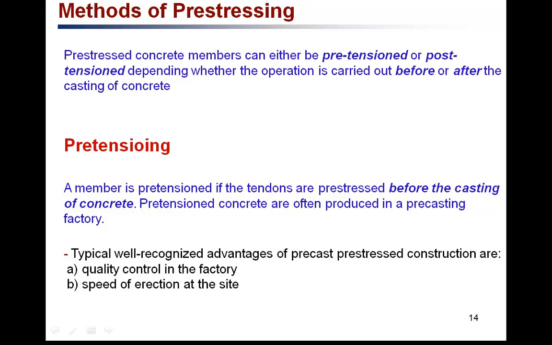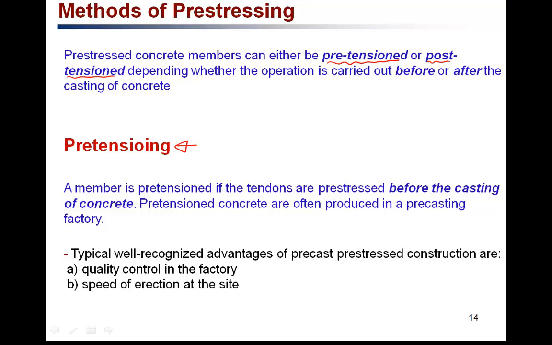Now, looking from the method of prestressing, it can be divided into two types. One is pretensioning, and the second one is post-tensioning, depending on if the concrete is cast before or after the prestressing of the tendons. Let's first look into pretensioning. In pretensioning, the tendons are pretensioned before the casting of the concrete. So the steel is tensioned first, then the concrete is cast on the formwork.